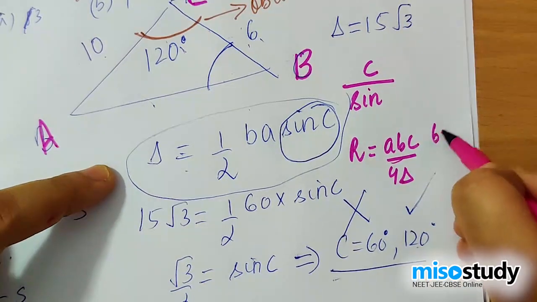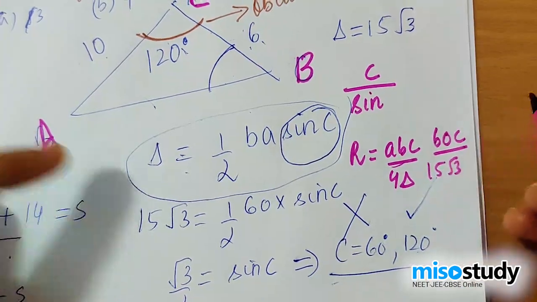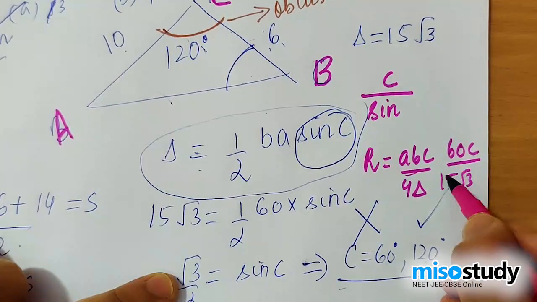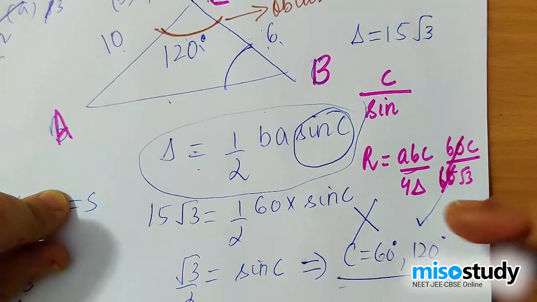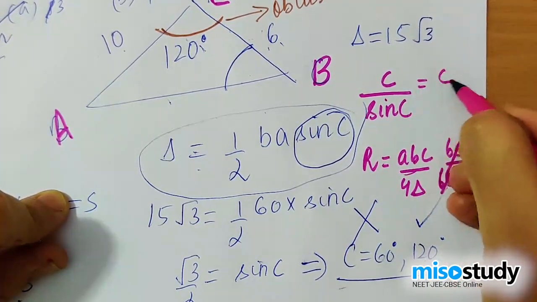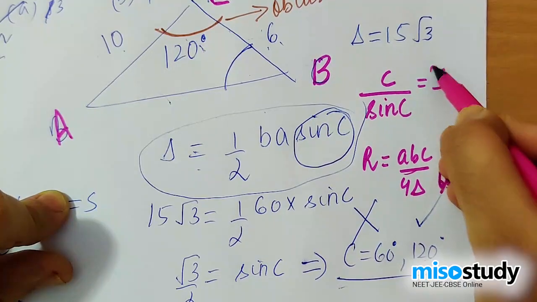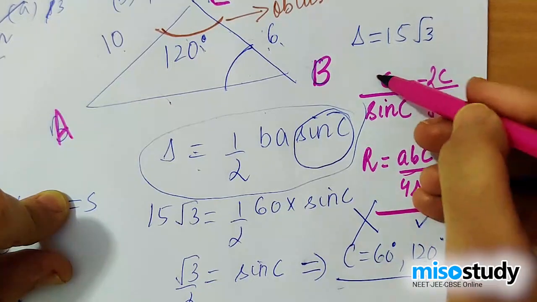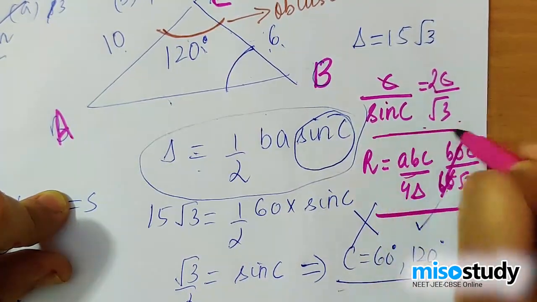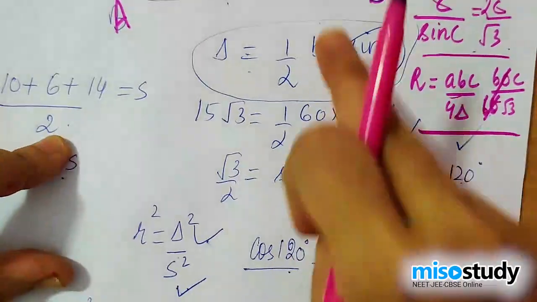ab is 60, c upon what is delta? 15 root 3. Right? Into 4, that is 60 root 3. So my R comes out to be c by root 3. So I can write c upon sine C is equal to 2R. It's c upon sine C is equal to 2R. So 2c by root 3, because I found out R is this. So from here also I got sine C is equal to root 3 by 2 and I will have to take the obtuse angle.